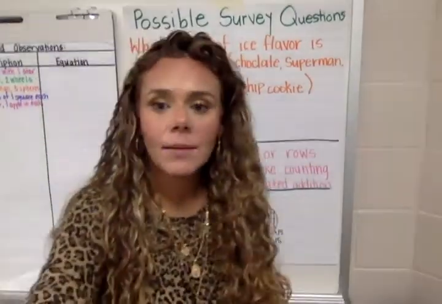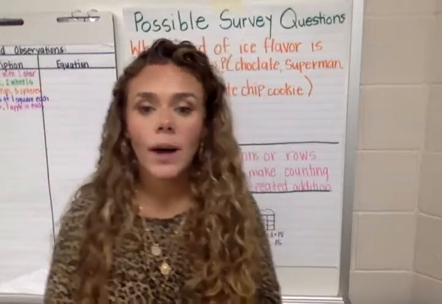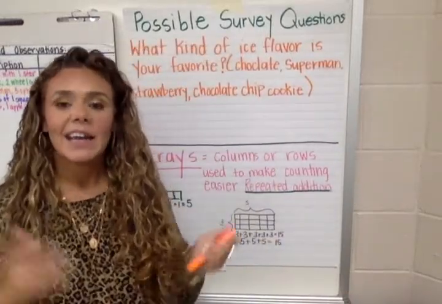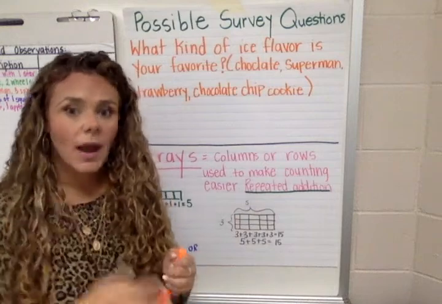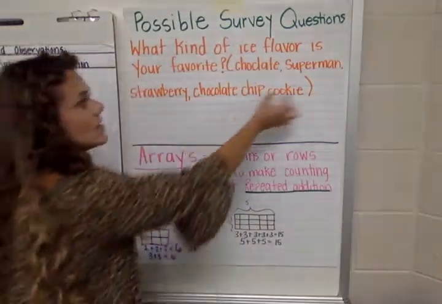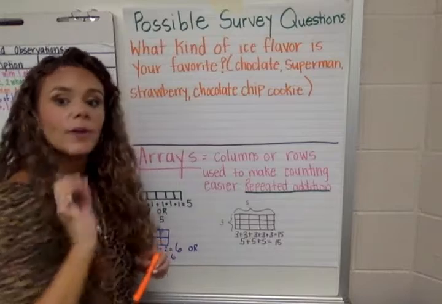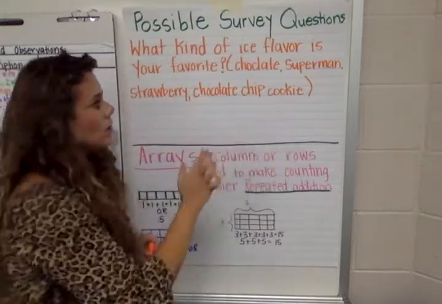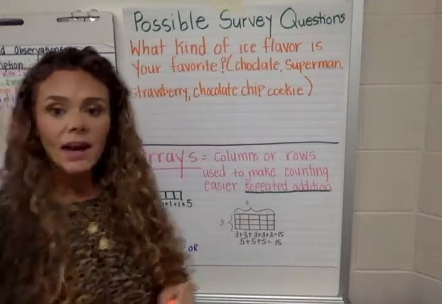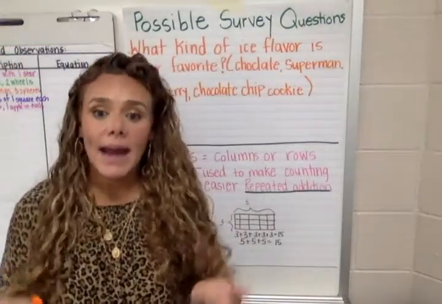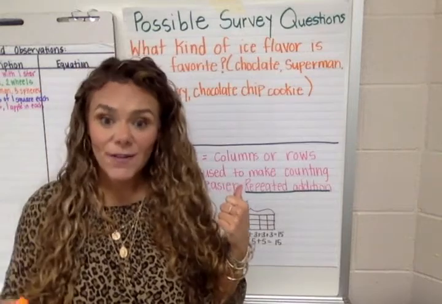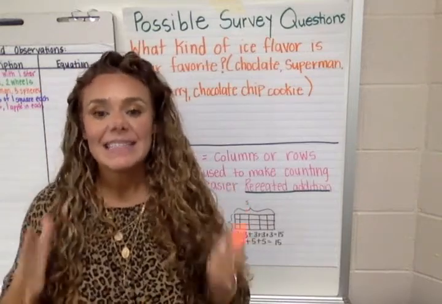So next time we come together, we will answer that question, what kind of ice cream flavor is your favorite? And then we'll create a survey. So at the bottom of my graph, I need these 4 sections to be the bottom, right? I'd have chocolate, Superman, strawberry, chocolate chip, and then I'd have everybody raise their hand, and I'm going to be then creating a survey, and I will be collecting data.